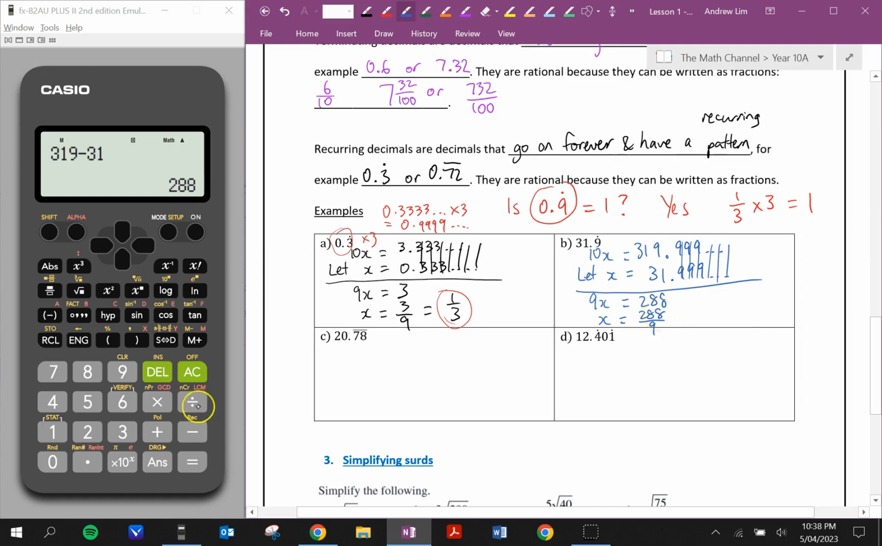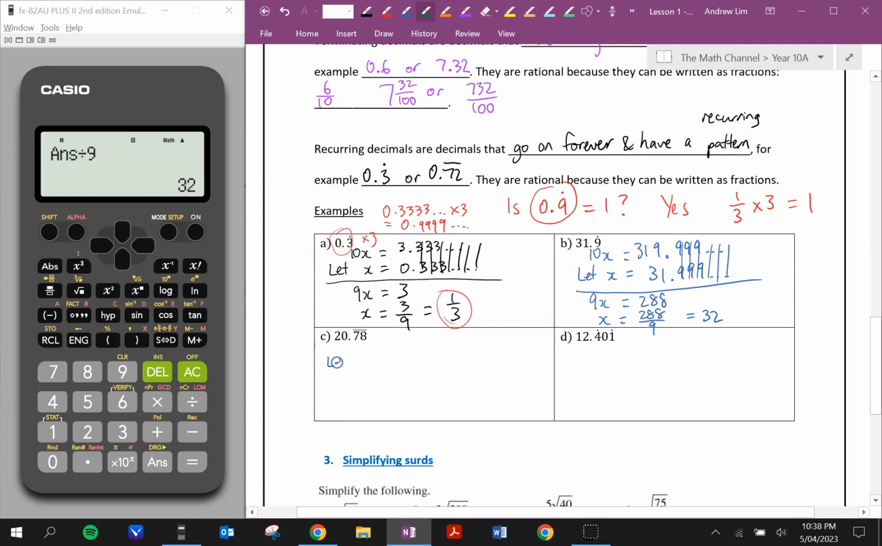Which you might be thinking, if I were to divide that by 9, I get 32. I don't get 31.9 repeater. What's going on here? Well, that's because 0.9 repeater is equal to 1. So technically, this number here, 31.9 repeater, is actually equal to 32. And we can write that as a fraction, so it's rational. Okay, let's have a look at C.